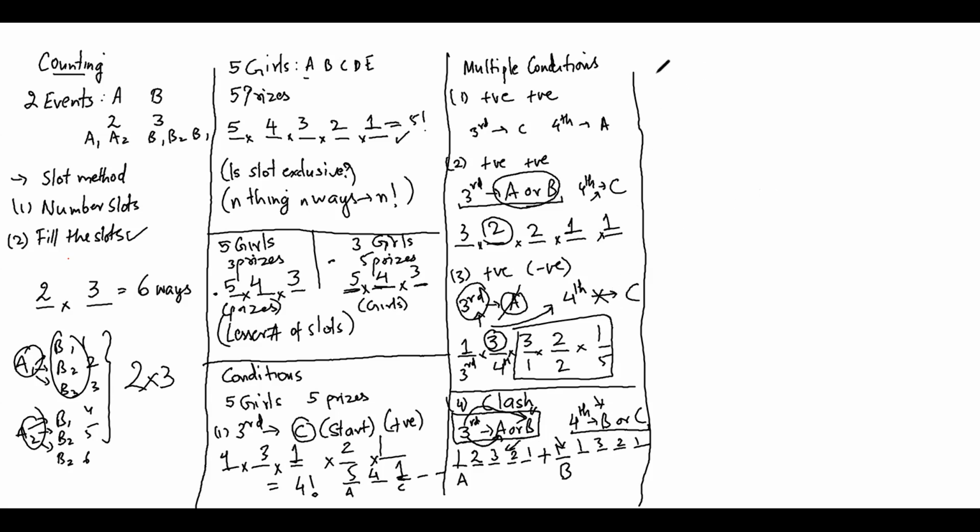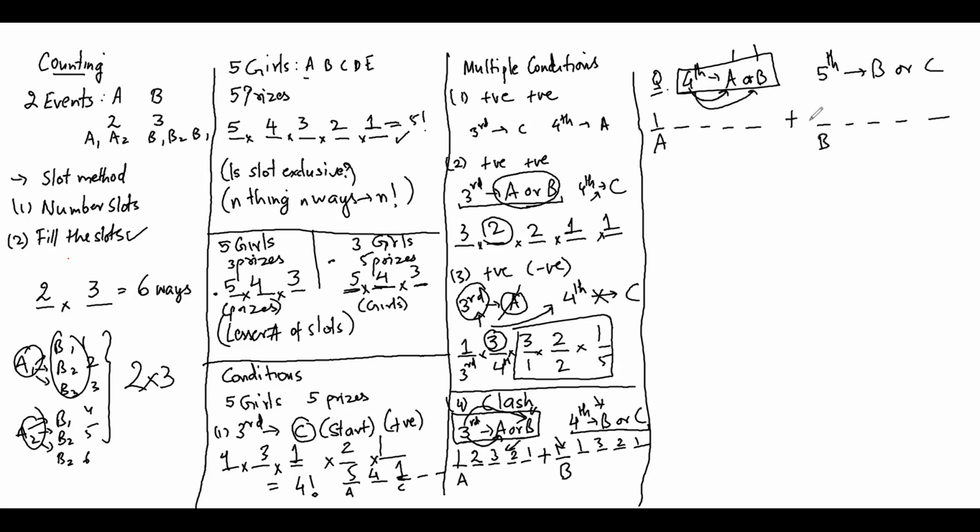Okay, I'm going to do a small question just like this. Let's say you can give the fourth prize to girl A or B, right? And the fifth prize has to go to girl B or C. Let's do that. So here what you will do is make this conditional. Since you have two different conditions, you're going to have 1, 2, 3, 4, 5 plus 1, 2, 3, 4, 5. Now you give the fourth prize to girl A here, and here you give the fourth prize to girl B. So that can be done in only one way.